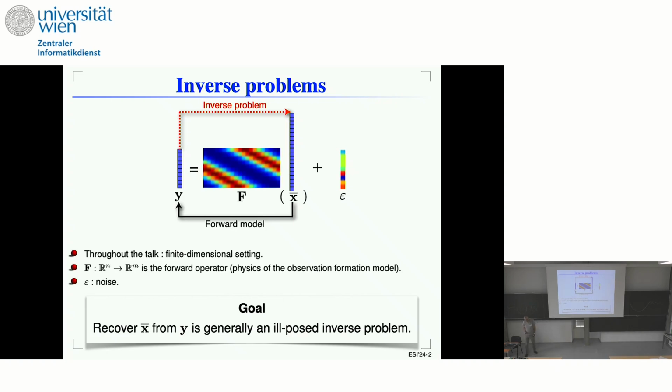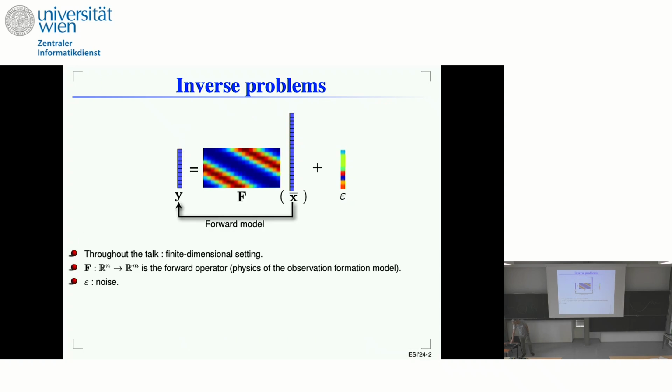Typically, what happens in practice is that we have a much lower number of measurements, let's say m, than n. Or even if you have the same number of measurements, typically the operator is very ill-conditioned. This is the reason we call this an ill-posed inverse problem.